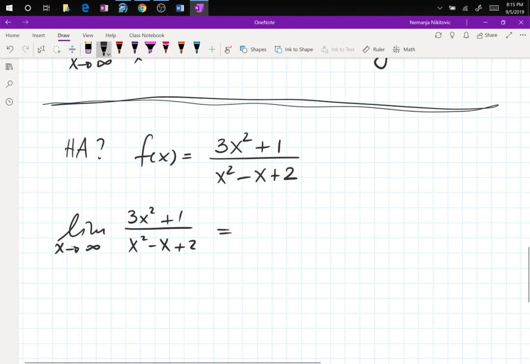There is a very specific method to solve what we call rational functions, which is when you divide polynomial by polynomial. So this one works in these cases. So what do I do? I divide with the highest exponent present in the problem. In this case, x squared is the highest exponent.